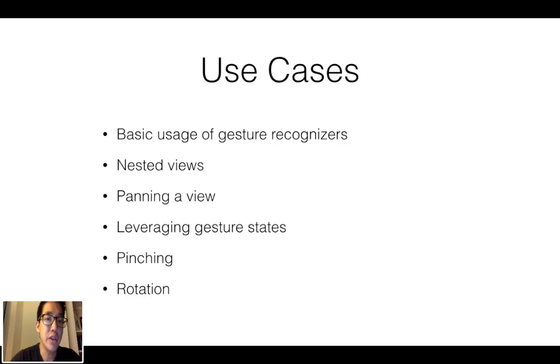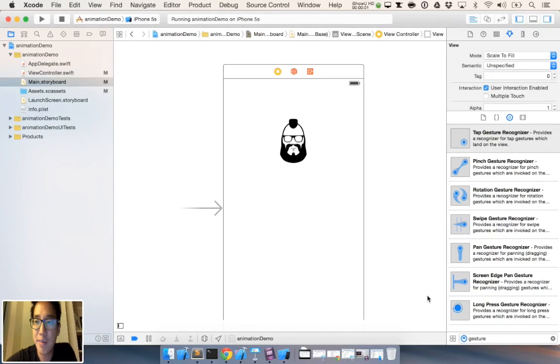So these are the use cases that I'm going to cover in this video. Again, these are somewhat common use cases that tease out a lot of the features of gesture recognizers. We have Mr. T back here to help us demonstrate gesture recognizers. On the right-hand side, I filtered the objects library with gesture, and you can see there are the 7 that I had in the slides earlier. To use this, and it's equally easy to do in code, by the way, you just instantiate a gesture recognizer and attach it to a view.